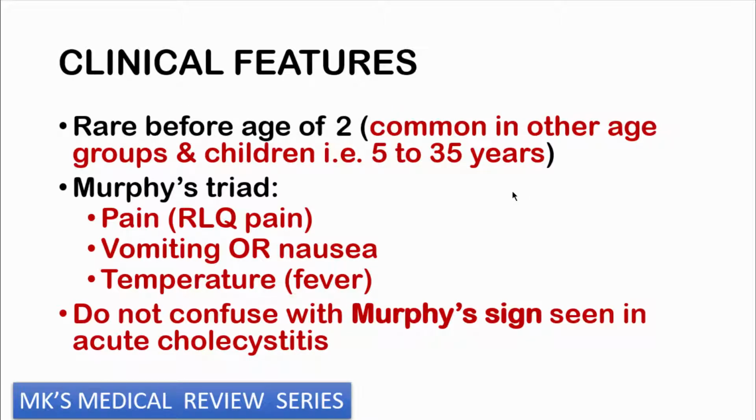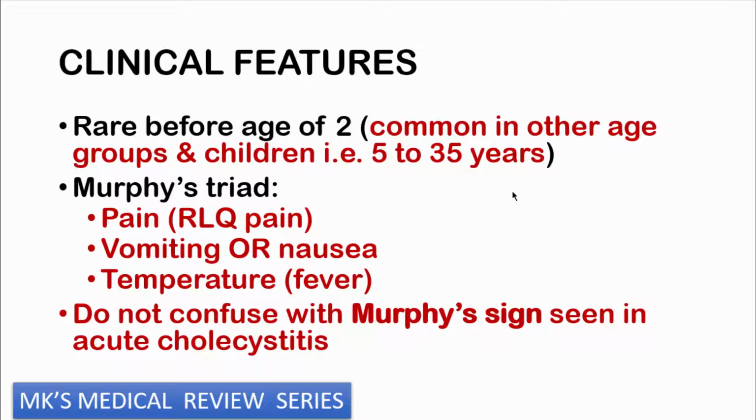The clinical features: remember that appendicitis is very rare before the age of 2 years. It's very common in other age groups, in children and individuals between the ages of 5 and 35. You may have Murphy's triad, which is right lower quadrant pain, vomiting or nausea, and a fever or high temperature. Do not confuse Murphy's triad with Murphy's sign, because they are different things. Murphy's sign is what you see in acute cholecystitis.